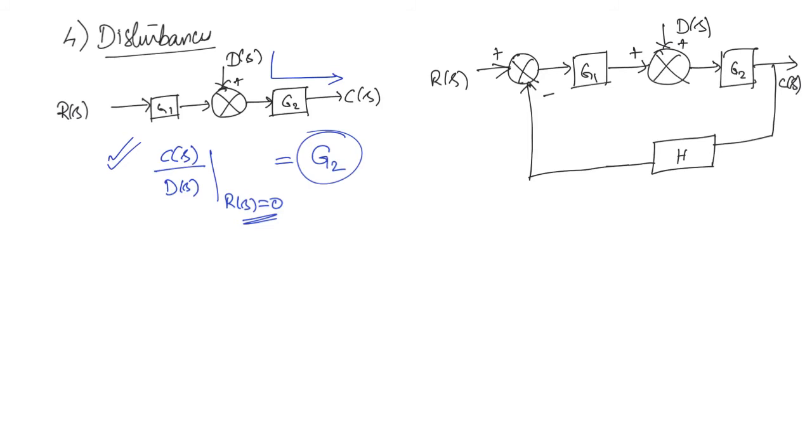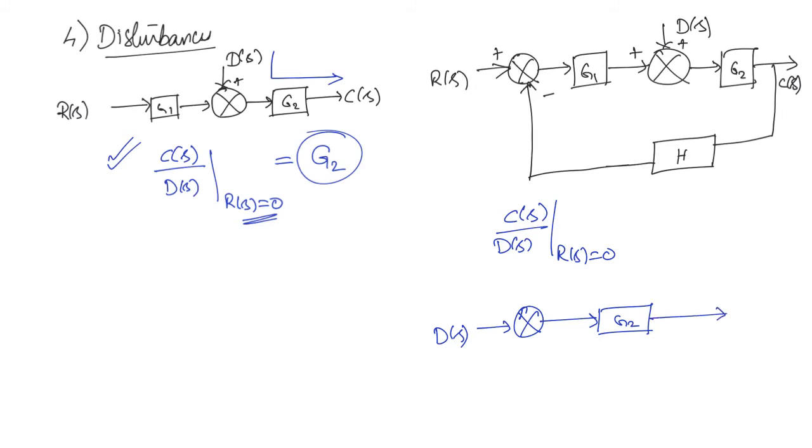So what will happen in the case of closed loop system? Here C(s)/D(s) when R(s) equals 0. Okay. How will the block diagram become? Here we can have D(s), this is G2, and here you will have H, this will be added negatively, or you can simply take it as minus H, because R(s) is 0.